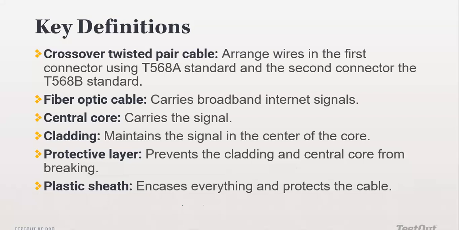The cladding maintains the signal in the center of the core by reflecting signals that hit the walls of the central core and sending them back inside, because when a signal hits the outside of the central core, it might want to reflect outside since that is made of glass. So the cladding recenters that signal by reflecting it back inside the tube. Now, a protective layer prevents the cladding and the central core from breaking. These internal components are made of glass, and if they don't have something to protect them, they can easily break.